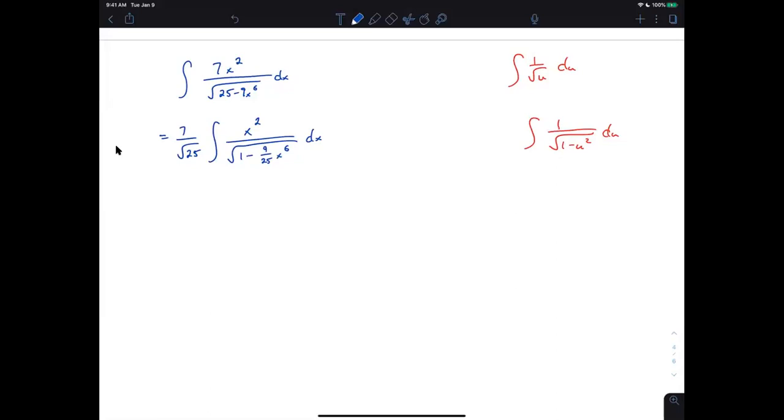All right. So anyway, now we're going to let U equal 3/5 x to the third. And the reason we're going to do that is because if we square 3/5 x to the third, we get 9/25 x to the 6th. So remember, this is U squared. So U is whatever you square to get this.